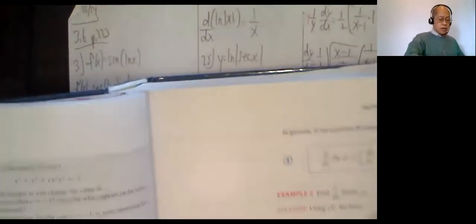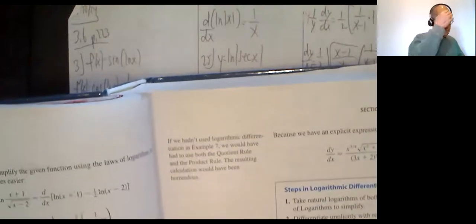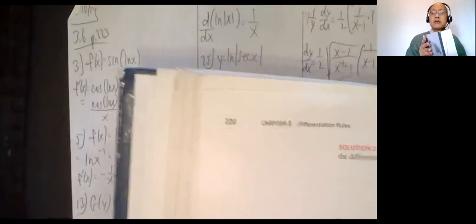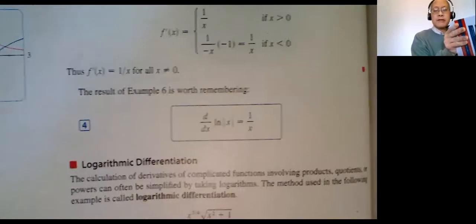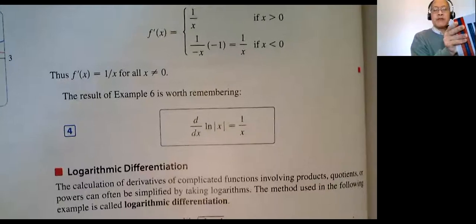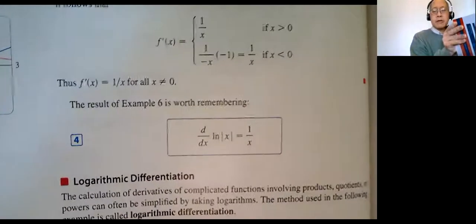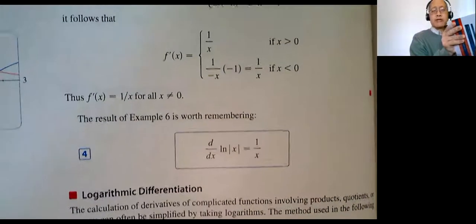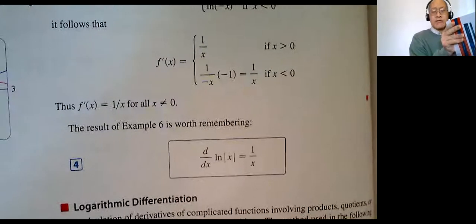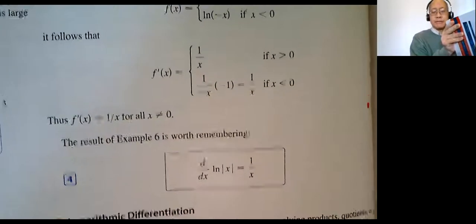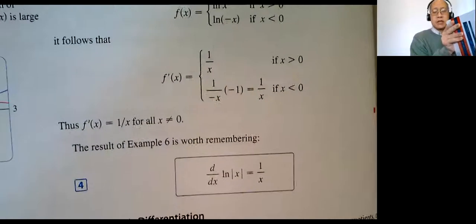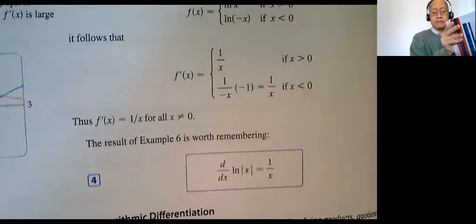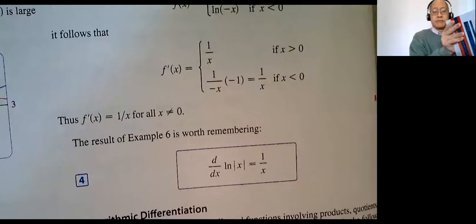And if you want to see where that is in the text, page 220, box number 4. Derivative with respect to x of ln absolute value of x is 1 over x. The comment Mr. Stewart puts above is that the result is worth remembering. Again, that's true. If we were meeting face to face, I'd make you memorize it. Maybe your next calculus teachers might force you to memorize it. Be that as it may.